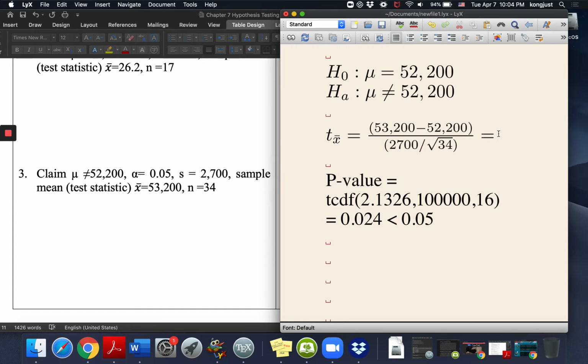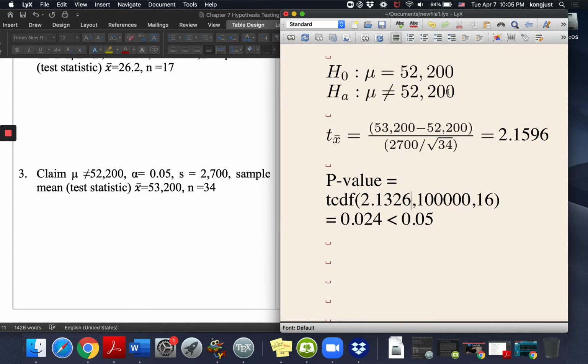All right, this is 53,200 minus 52,200. Oh, that's pretty obvious, that's 1,000, divided by, in parentheses, 2,700 divided by the square root of 34. And that gives me 2.1596. All right, and this time we're doing a two-tailed test, right?